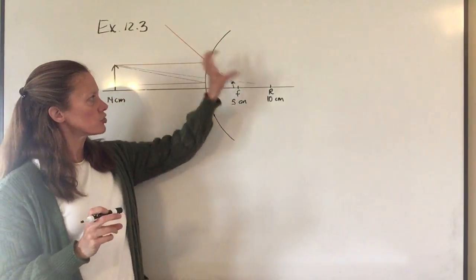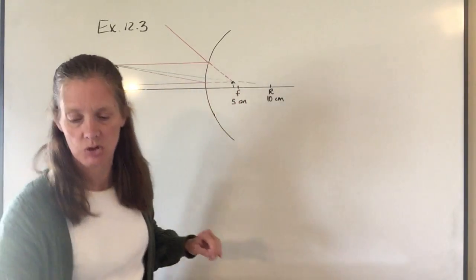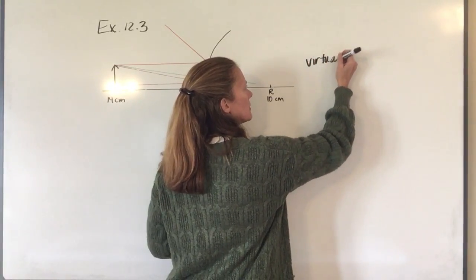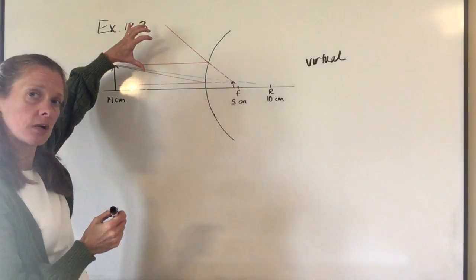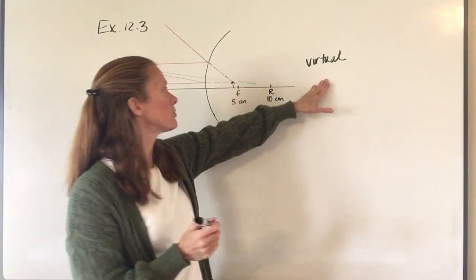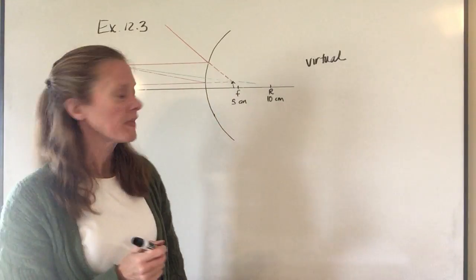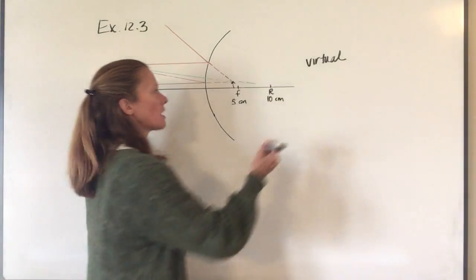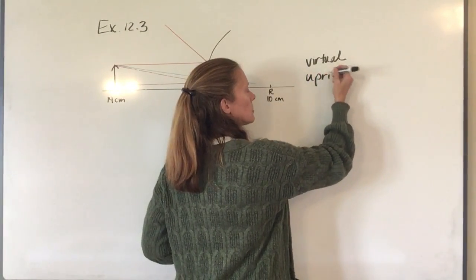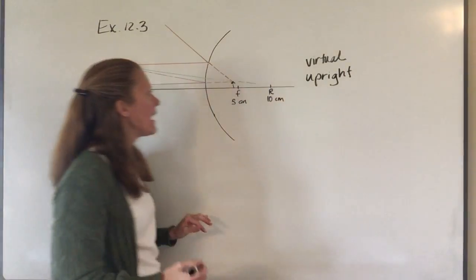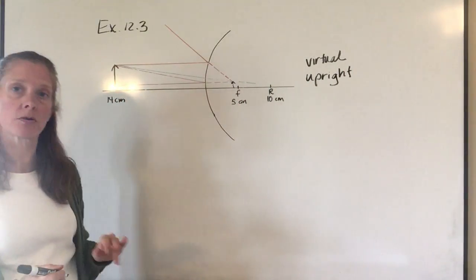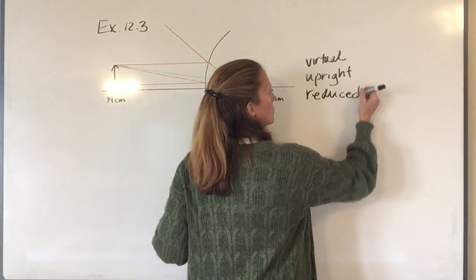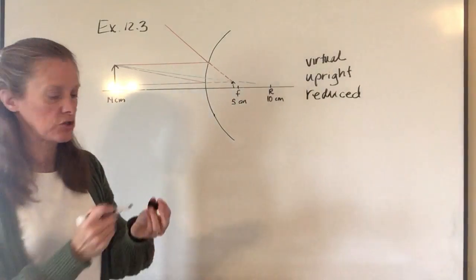So again, if I've extrapolated the light beams backwards, what that means is that I have a virtual image because the reflected light beams didn't cross anywhere. So I can't have a real image. I'm going to have a virtual image. It appears to be behind the mirror. You can see from the place where it crossed that the image is upright. So it's the same direction as the object is. And you can also see that it is much smaller than the original object. So this image is also reduced. So I have a virtual, upright, reduced image.